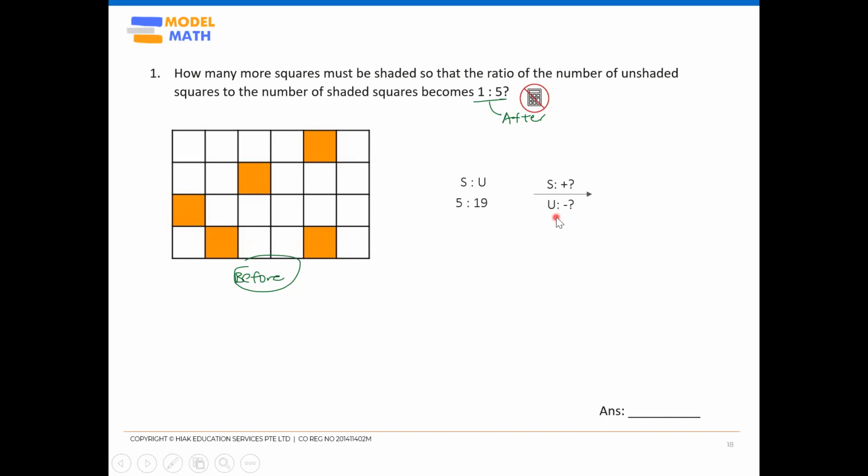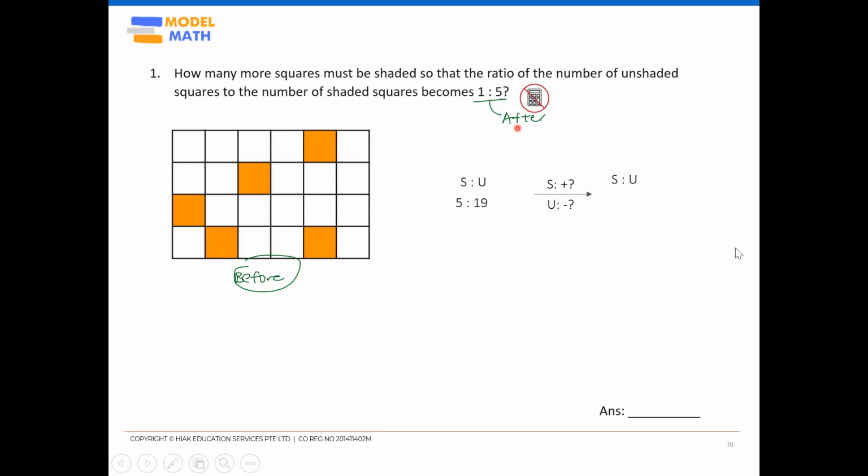Now, what happens to the unshaded? Some of you think that the unshaded has no change. Actually, that's not true. When you shade more squares, you're using the same diagram, so your unshaded squares naturally decrease by the same amount. Because it's the same total squares in the same diagram. We're not adding more squares by adding more rows or columns. We're just using the same diagram to shade more squares, which means unshaded squares naturally will decrease by the same value. So do not forget about this.